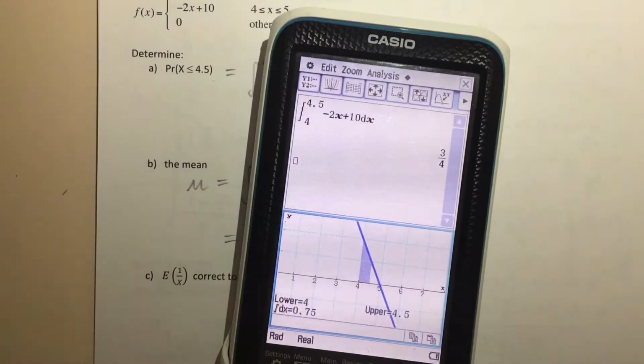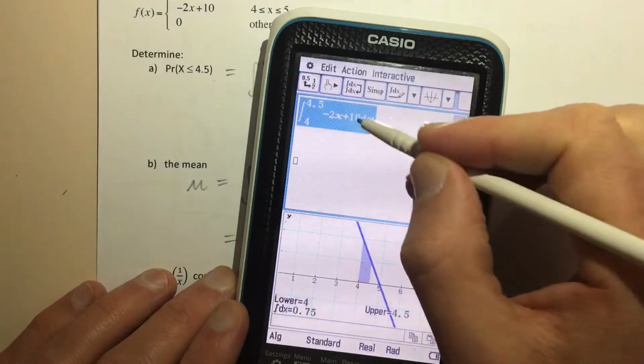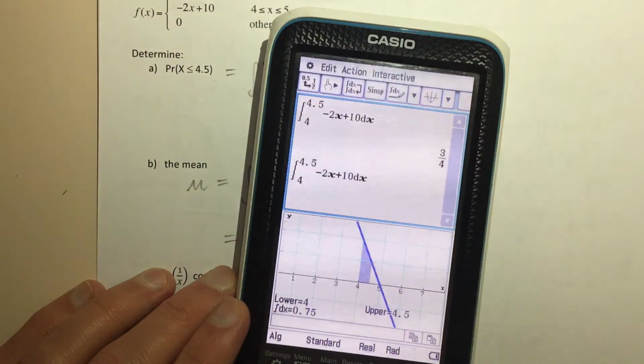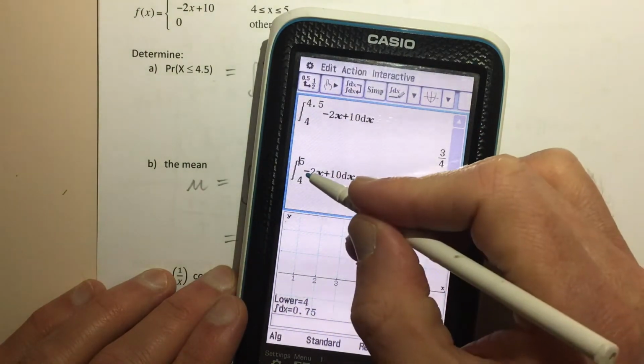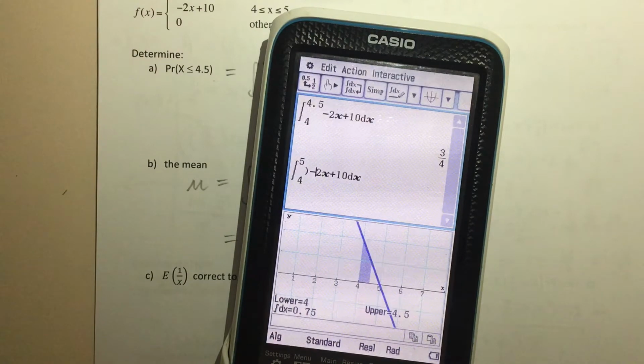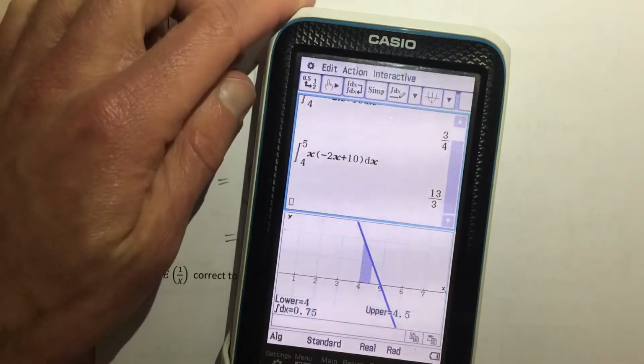So what we can actually do here is use a bit of a shortcut. I'm going to copy the previous integral down, change the upper terminal to a 5. I just want to multiply the whole function, and it's important that it's the whole function, so use brackets here and put an x in front. Okay. And that will give us the expected value of x, which is 13 on 3.